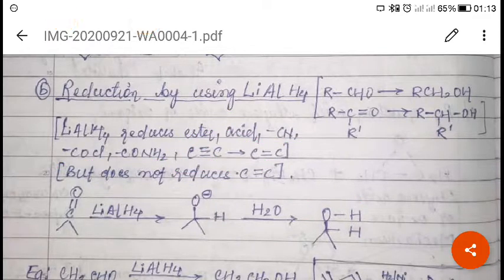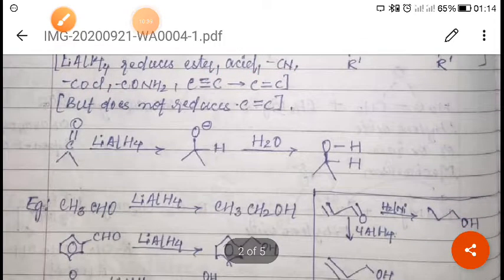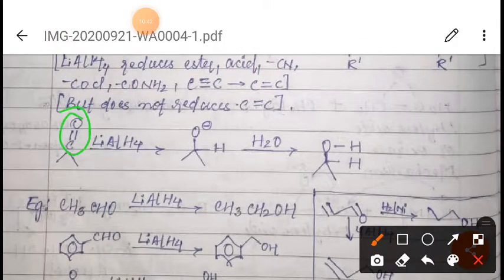So these are some of the things which it will reduce: esters, acids, cyanides, COCl, and so on. One example is given there, as you can see: a ketone is there, so it is reduced into OH, as you can see here.